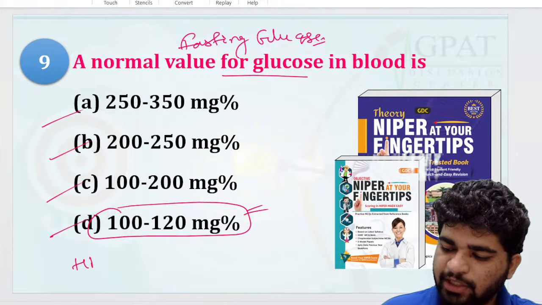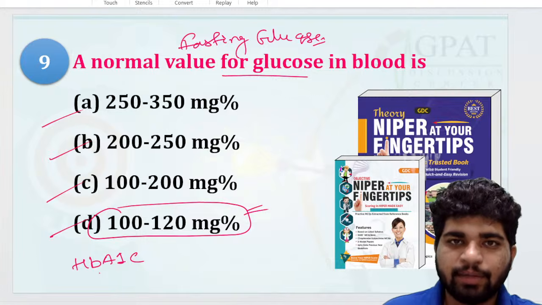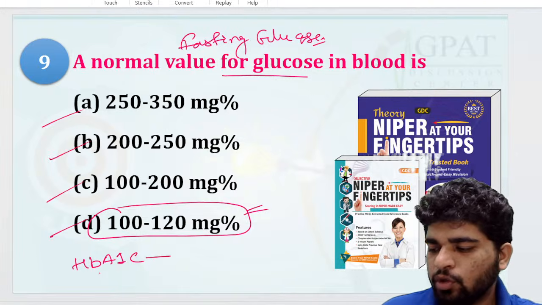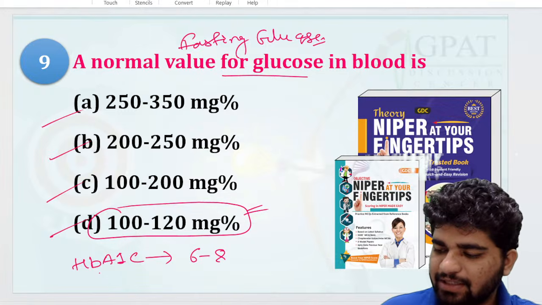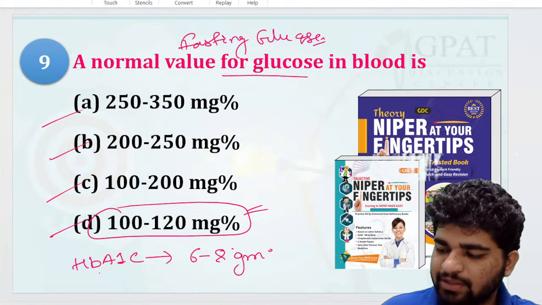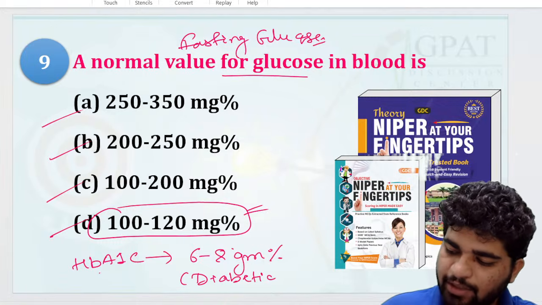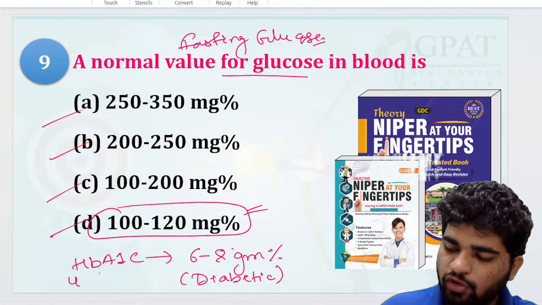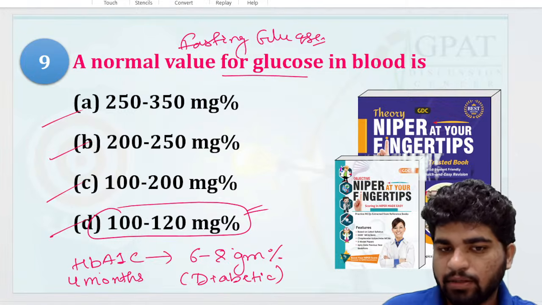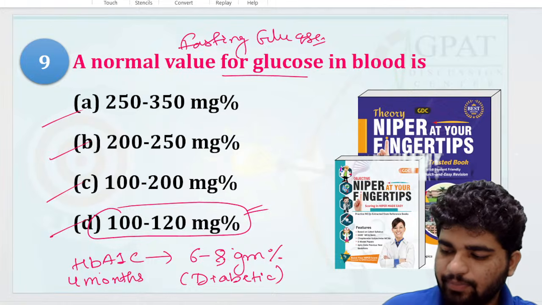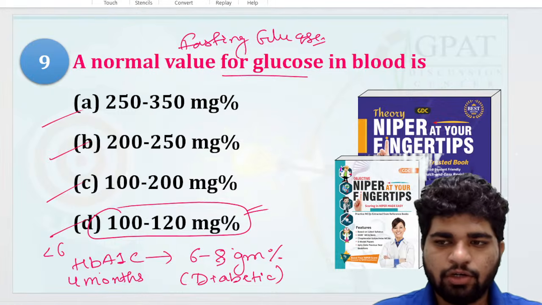Whereas if I talk about HbA1c, glycated hemoglobin, if it is 6 to 8 percent, then it would be your diabetic condition, which gives you an average of around 4 months of glucose level, right? HbA1c below 6, then your patient is normal.